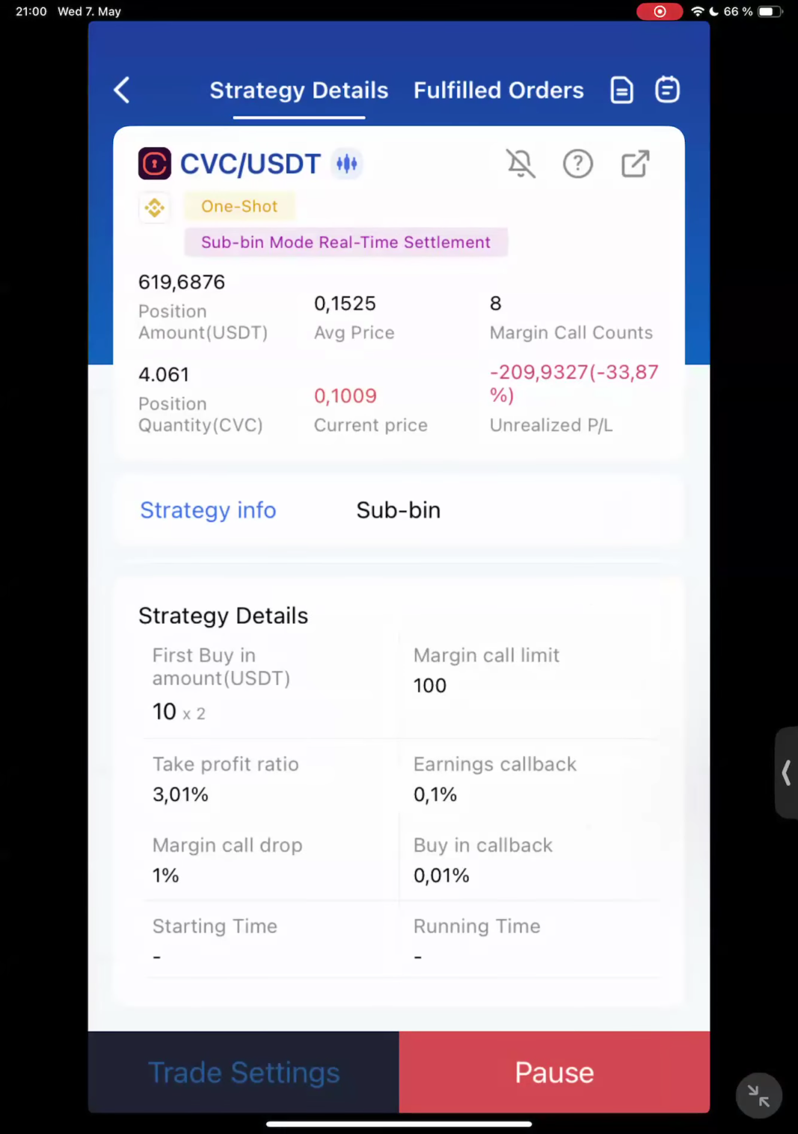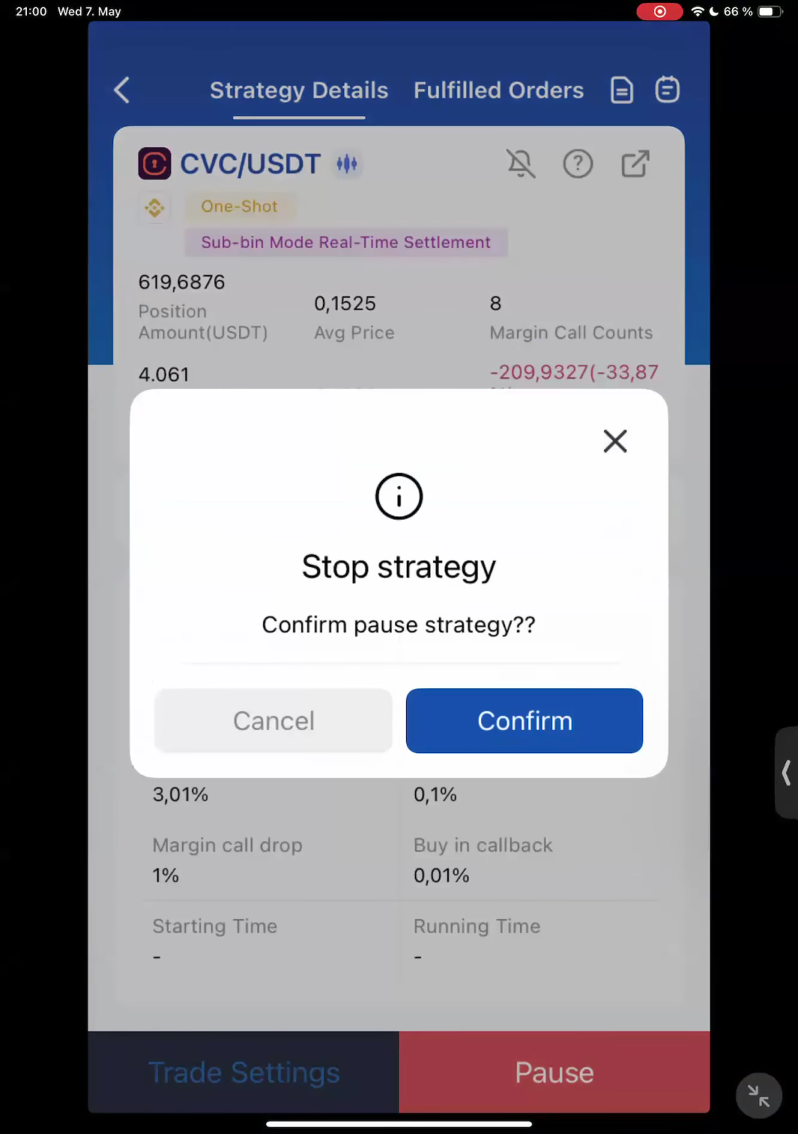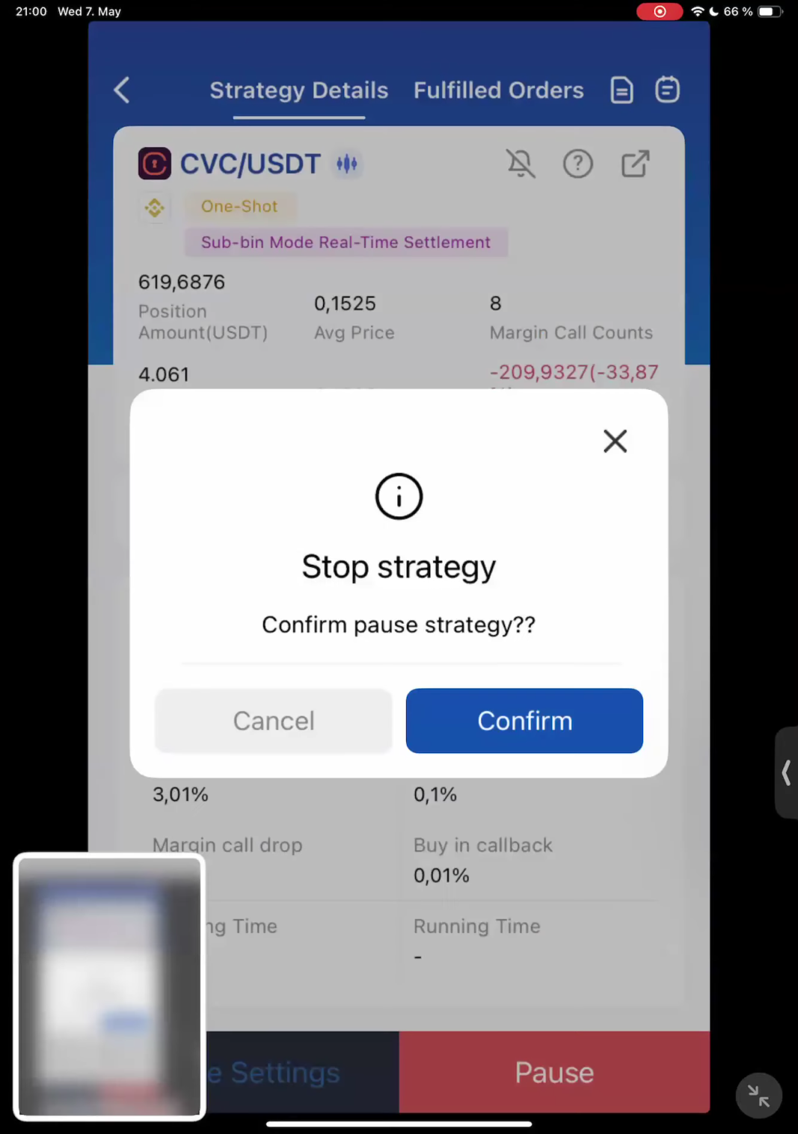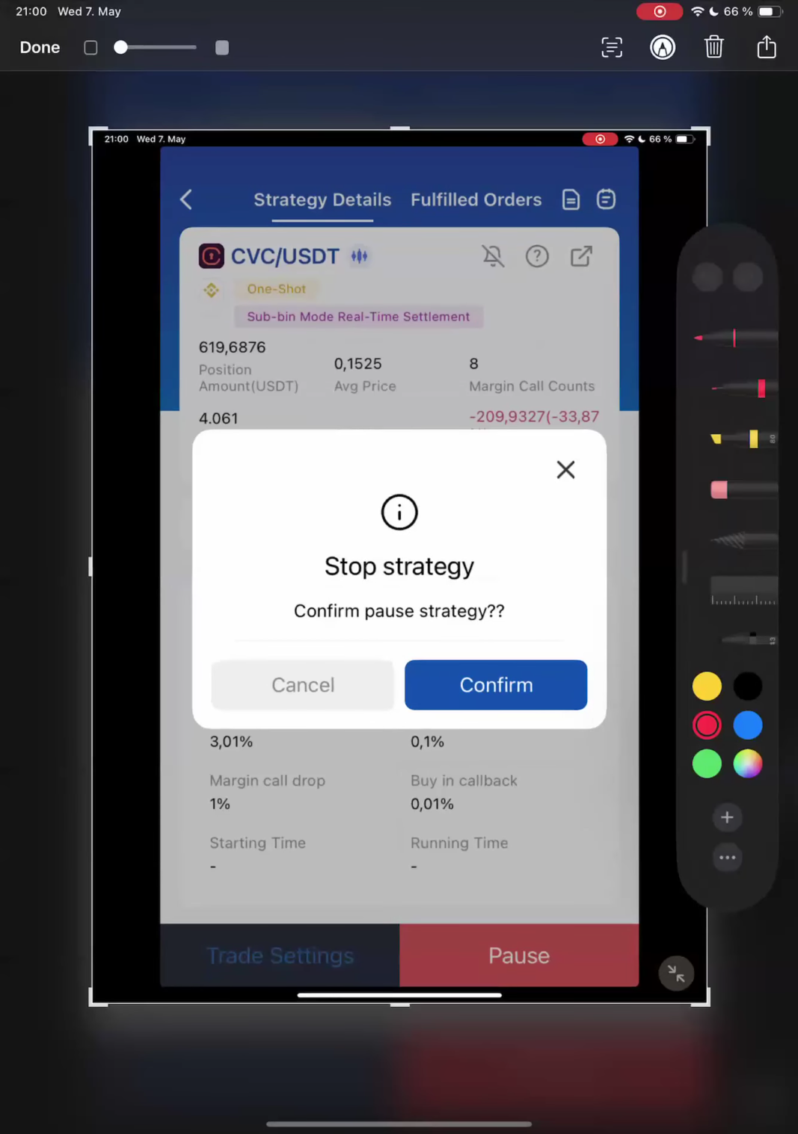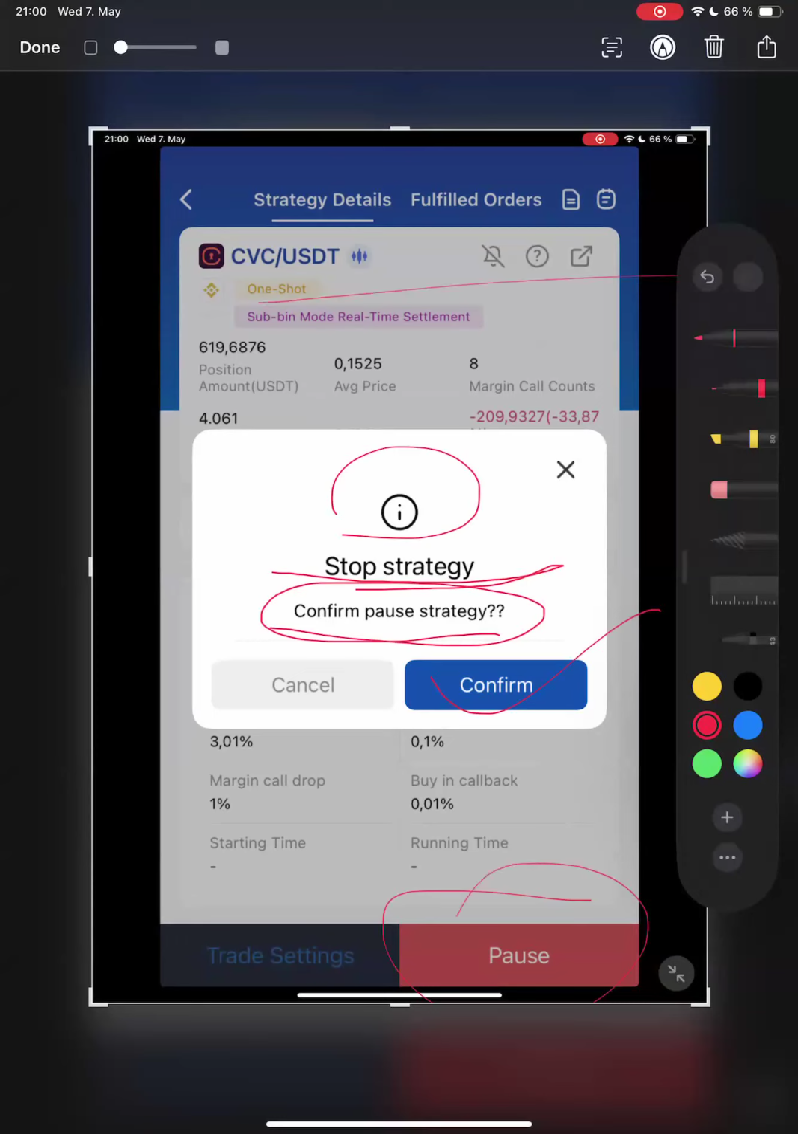If you mistakenly tap on pause, can you see the instructions they are telling you? They say info is going to stop strategy. Do you want to confirm pause strategy? Once you tap on confirm, it will pause this coin. The robot will not buy or sell. Now, the system can pause it automatically. How?